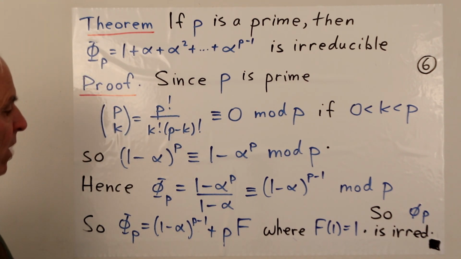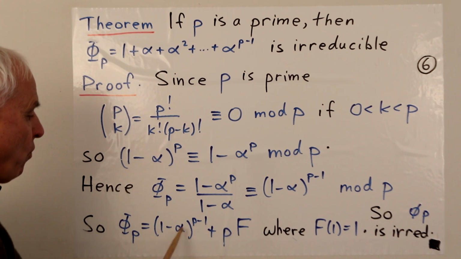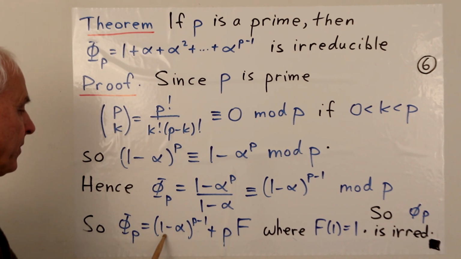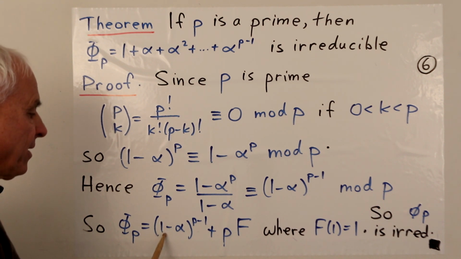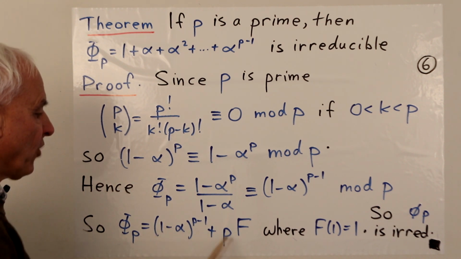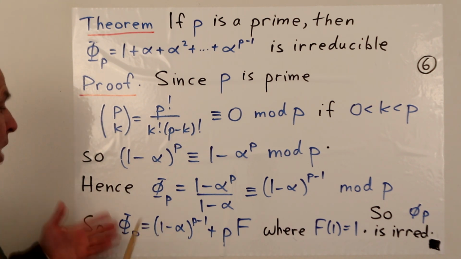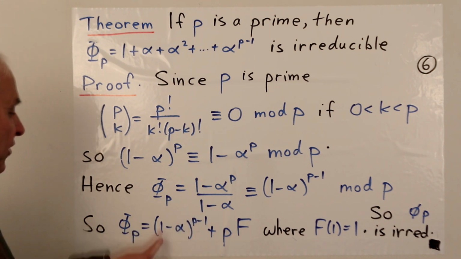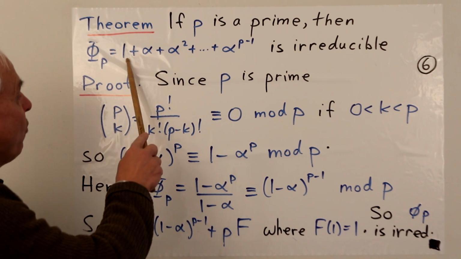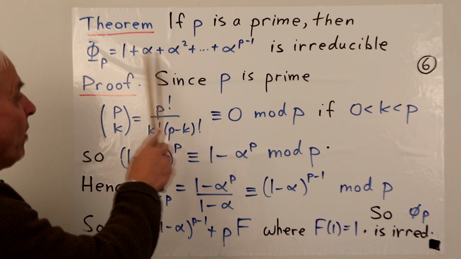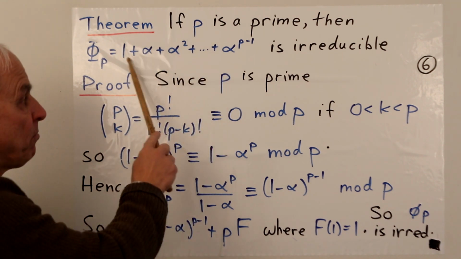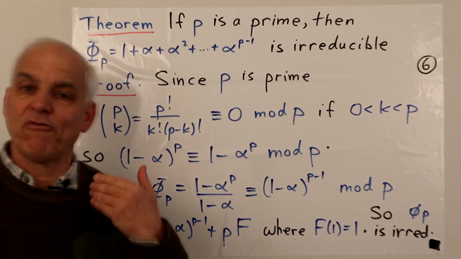And what about f of 1? So this is sort of like the constant c, okay? c is 1. So what is f of 1? Well, what do we know about phi sub p if we plug in 1 into this equation? And phi sub p of 1, what is that? If we plug in alpha equals 1 here, we're going to get 1 plus 1 plus 1 all the way up to here. There's p terms here, so we're going to get a total of p.